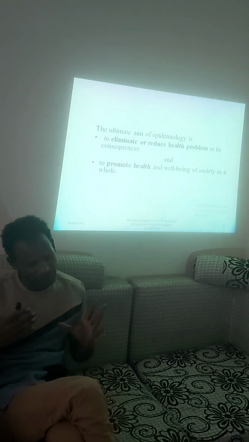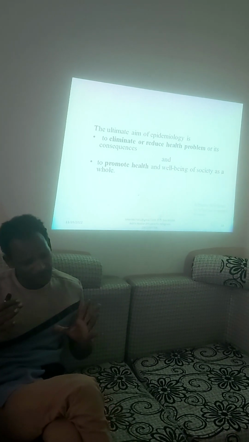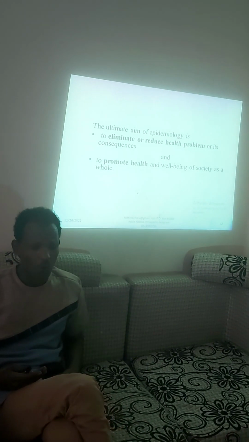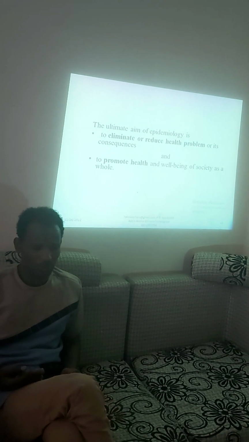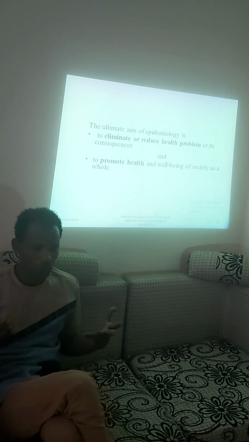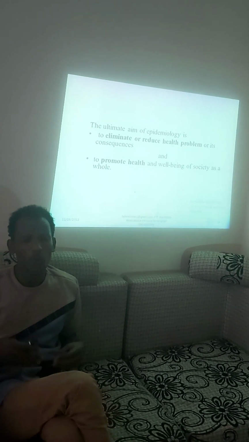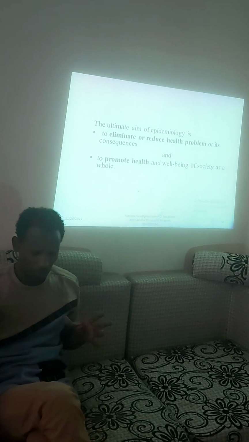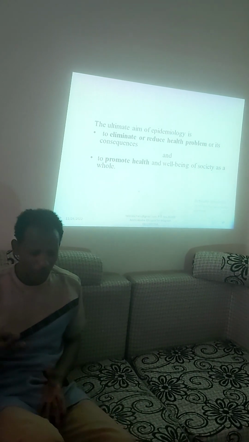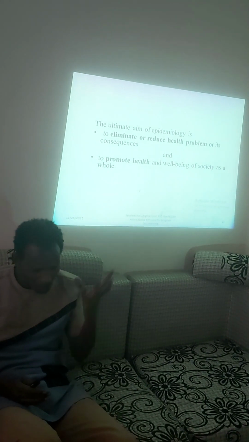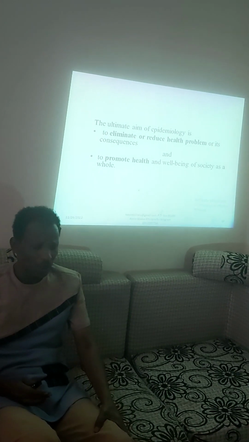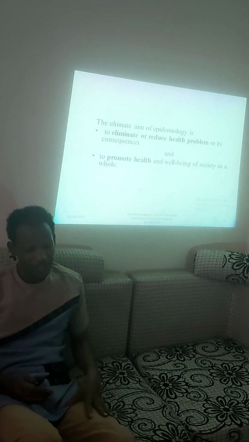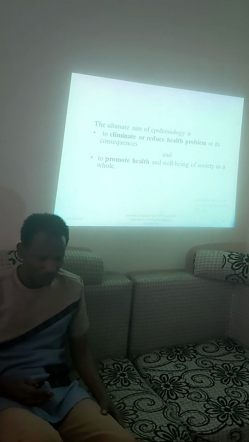Simply, you can categorize them into two parts. The first aim of epidemiology is to minimize or reduce health problems and their consequences. The next one is to promote the health and well-being of society as a whole. The motto of the profession is to maximize the health benefits and minimize the risk to patients.